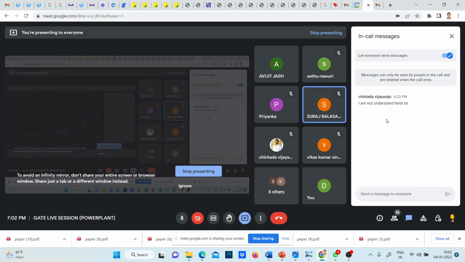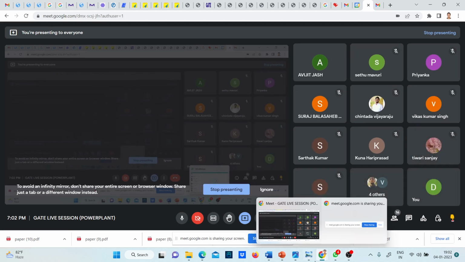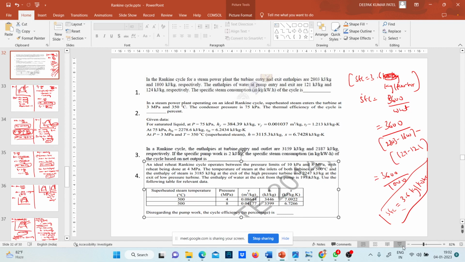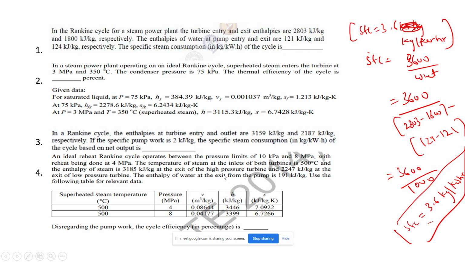26. Okay. What is the answer for question number 2 you have got? Yes, sir. 26.01. 26.01, right? It is right. Anyone else who has got the same answer?